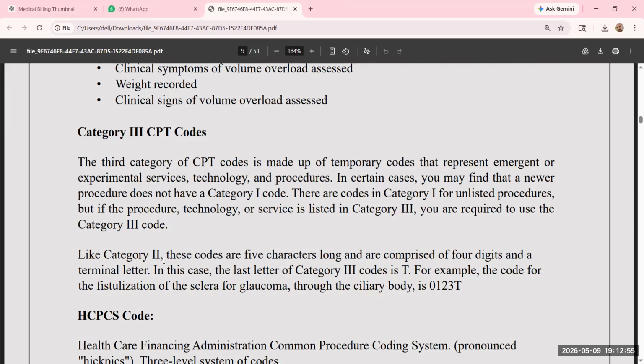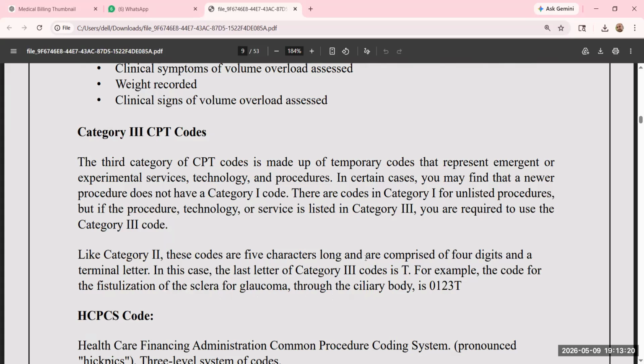Like category 2, these codes are 5 characters, comprised of 4 digits and a terminal letter. In this case, the last letter of category 3 is a T. For example, the code for fistulization of the sclera for glaucoma through the ciliary body is 0123T. So these are the codes.